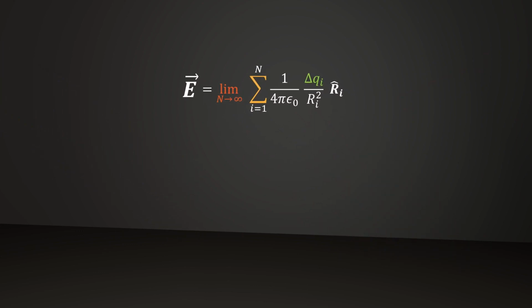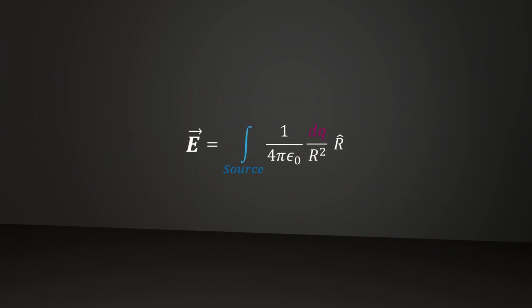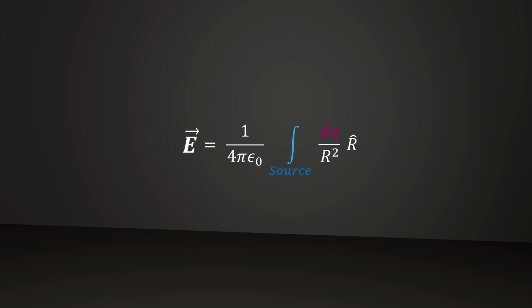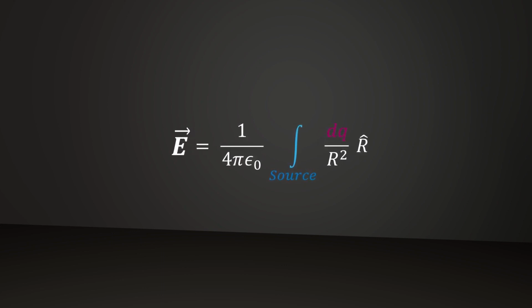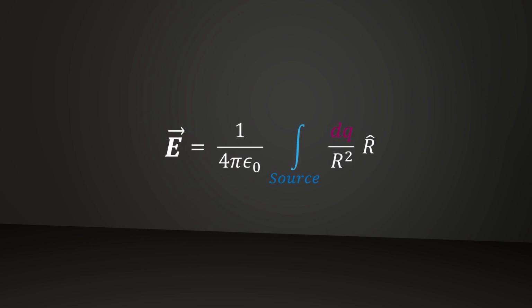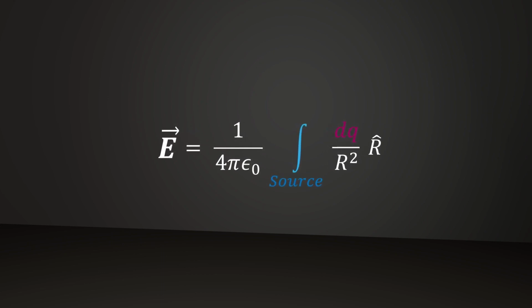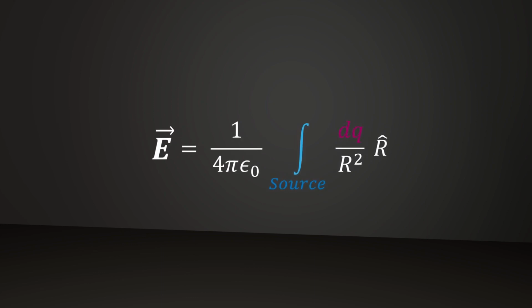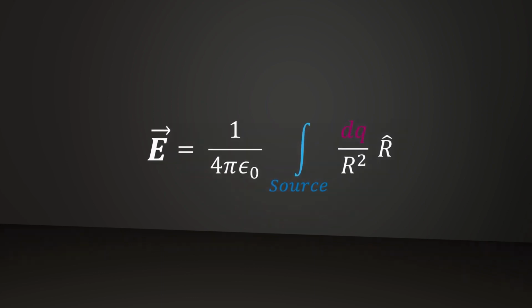And this will turn our summation into a definite integral over the source. Here dq is a generic differential charge element. This is our final equation to determine the electric field for any distribution of charges. In the upcoming videos, we will calculate the electric field for some specific continuous charge distributions. The charge densities that we are going to look at will be simpler in their geometry.